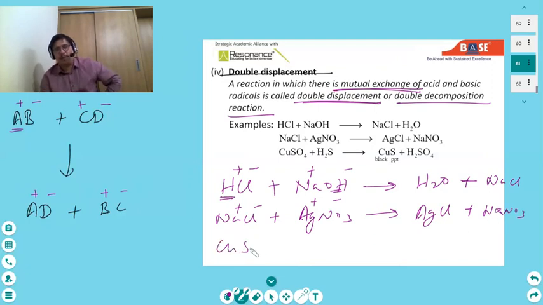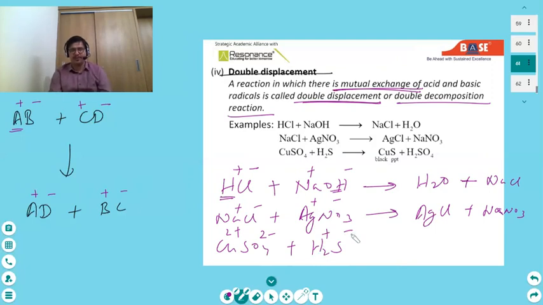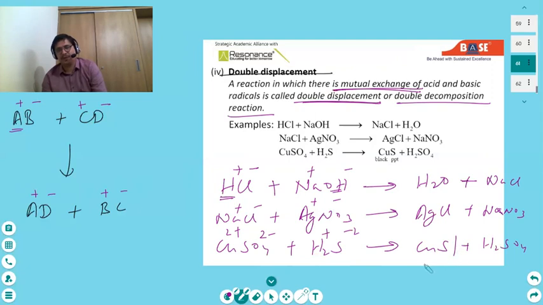When I take copper sulfate, Cu2 plus, SO4 2 minus, and H2S, this is plus and minus. Since it is 1 plus and 2 minus, that's why we have written H2. They will interchange as copper sulfide and H2SO4. Sulfide means it is forming a black precipitate.